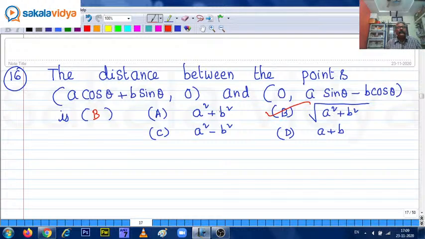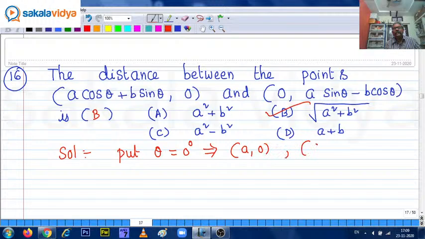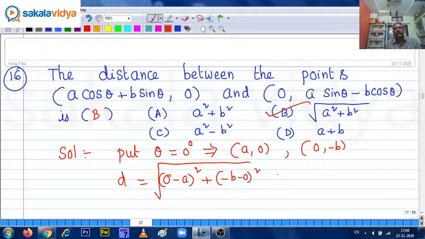But I will give the clue also. See, options are independent of theta. So we take a technique: put theta equal to 0 degrees. The first point becomes A into cos 0, which is 1, that is A comma 0. The next point becomes 0 comma A sin 0, which is 0, minus B cos 0, which is 1, so 0 comma minus B. The distance between these 2 points we need to find. D equals square root of (0 minus A) whole square plus (minus B minus 0) square. Obviously you will get A square plus B square. So B is the right option.